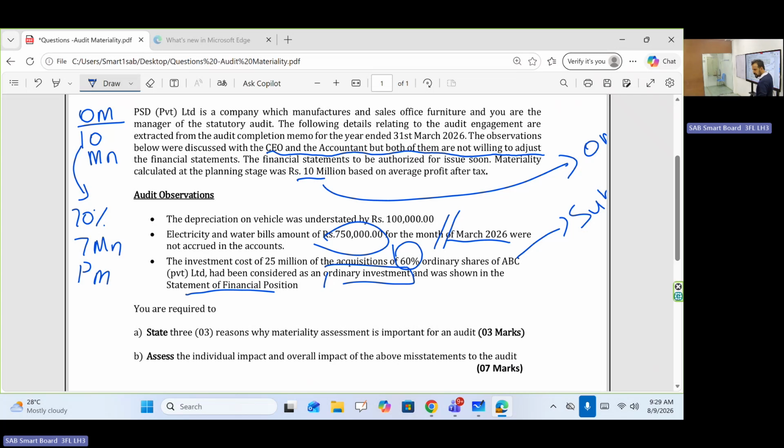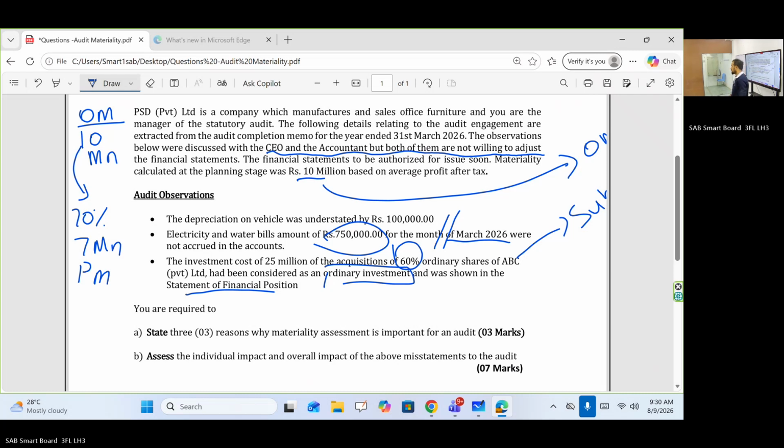So in this particular type of question, you have been asked to write what the impact is. Number one, the amount of impact. Number two, whether it is material or not. Number three, what the impact is. That's all you have to write in this question.